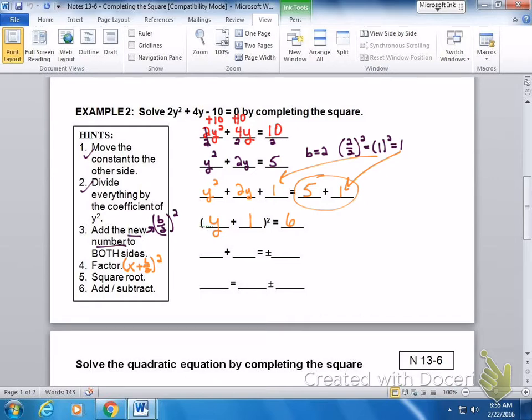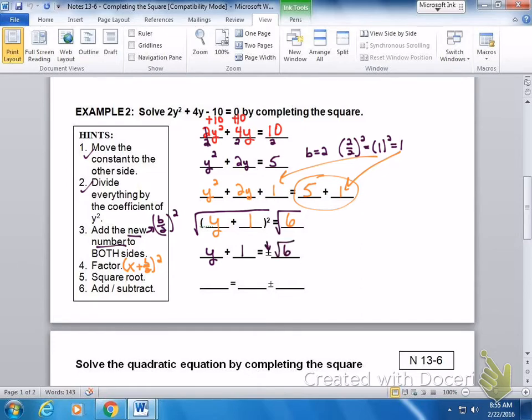If we could get that y out from under that square, we could actually get numerical answers. So what I'm going to do to undo that square is take the square root of both sides. That's number 5. Well, when you take the square root of something squared, it just leaves what's inside, the y plus 1. But we can't really take the square root of 6 without a decimal, so we're just going to keep it as the square root of 6.